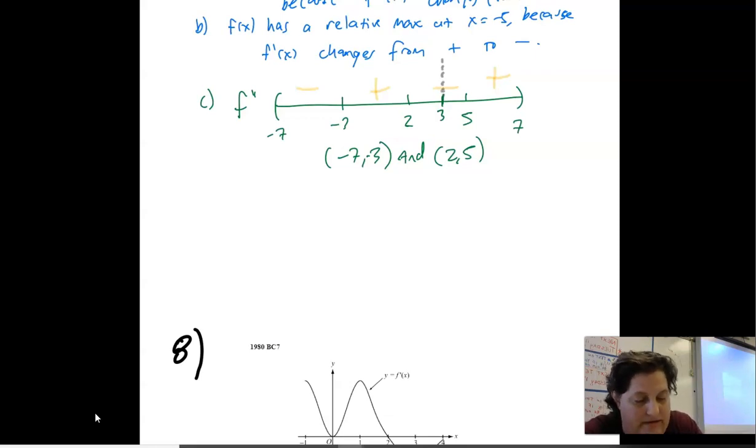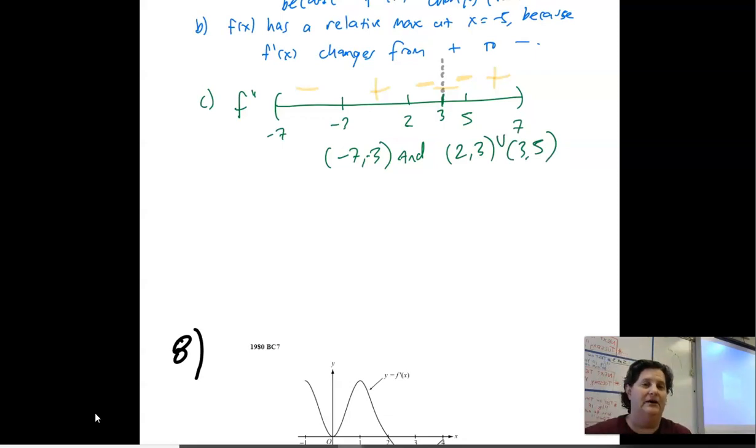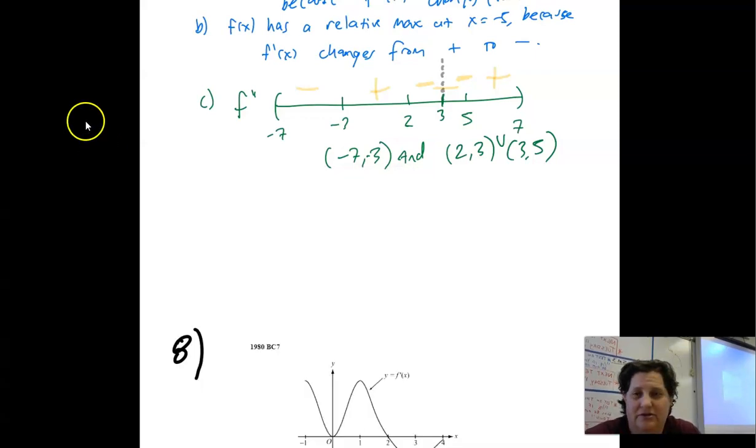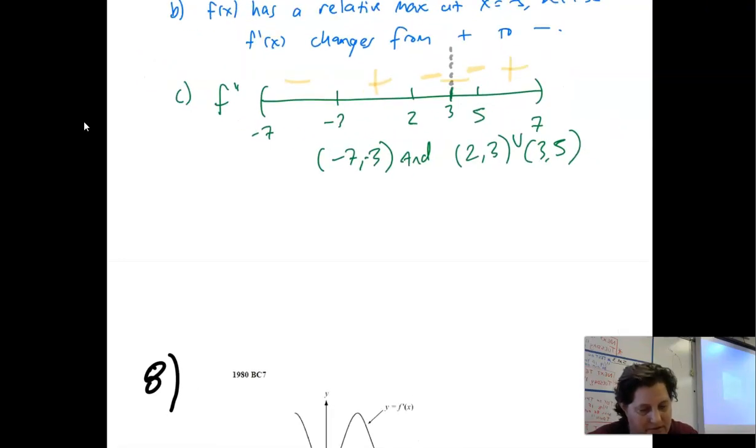Well, the only difference it makes right here, you guys, is that they're still both negative, but instead of writing 2 to 5, I'm going to write 2 to 3 and 3 to 5. Because we can't include that 3 in there, unfortunately, because it's not negative at that point, it's undefined. Okay, that's something a little bit tricky that we just need to talk about if it ever comes up on practices or anything like that.